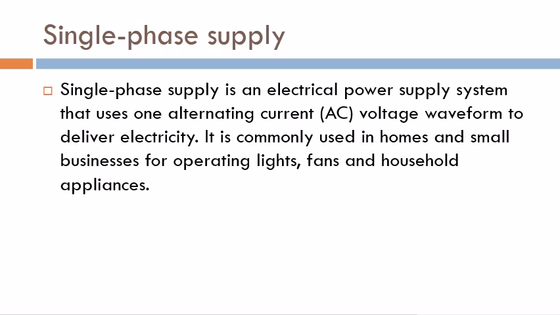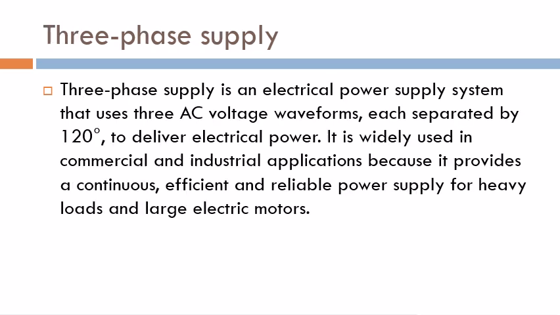It is commonly used in small houses and small buildings for operating lights, fans and household appliances. Next is the three-phase supply. Three-phase supply is an electrical power supply system that uses three alternating current voltage waveforms, which are separated by 120 degrees from each other to deliver the electrical power. It is mainly used in industrial and commercial applications, because it provides a continuous, efficient and reliable power supply for heavy loads and large electric motors.